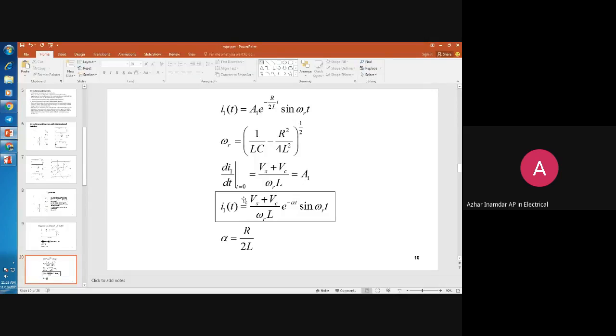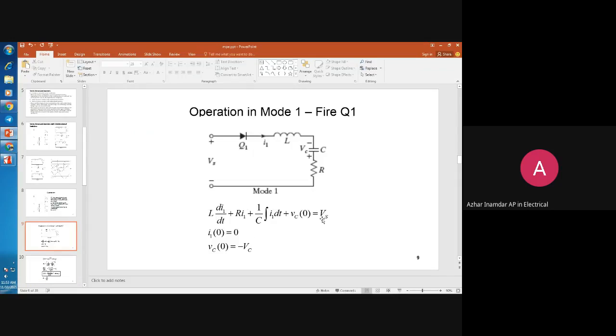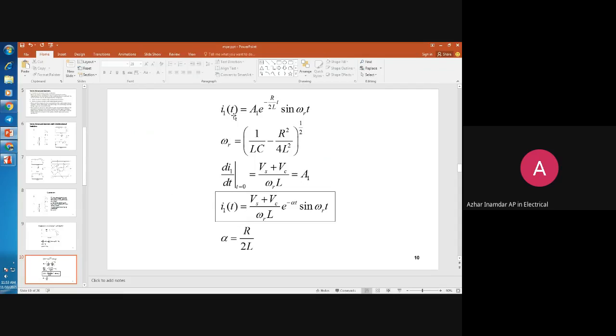You can see here the current i1 of t, and this equation is equated by A1. This is the final equation, equation number 2, which has been found by applying the Laplace transform to this equation. You can have a look at this derivation, and here omega r is the resonant frequency, and the omega r value is given already.